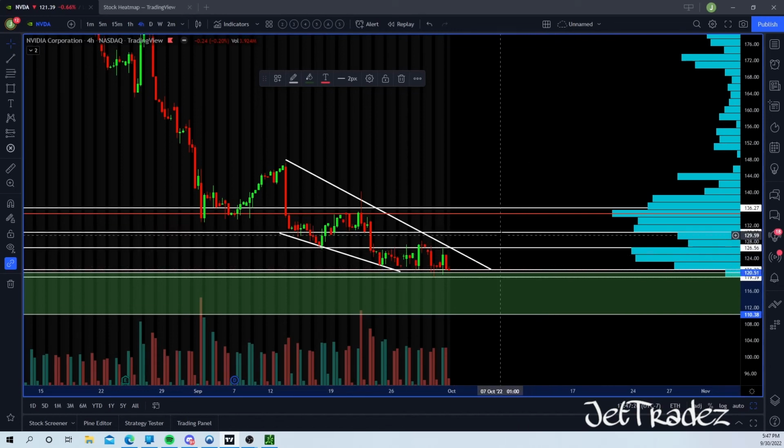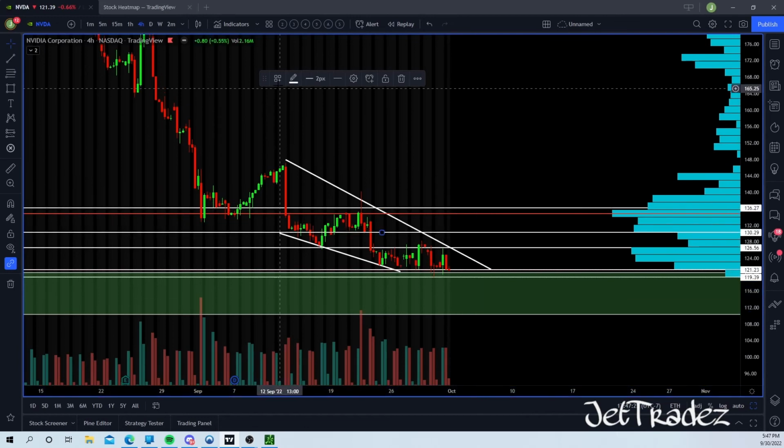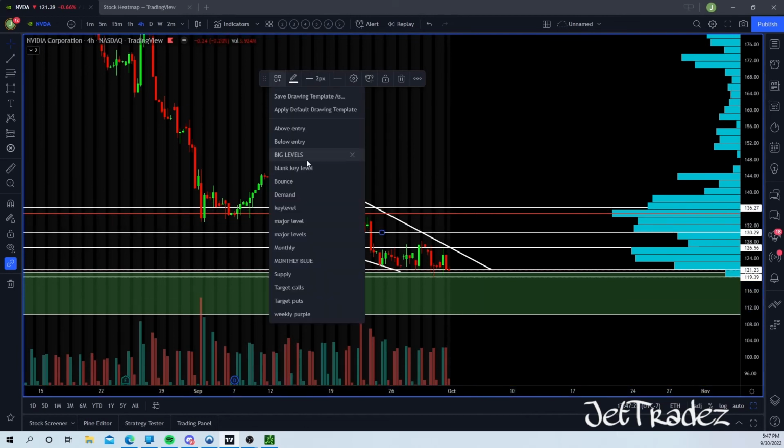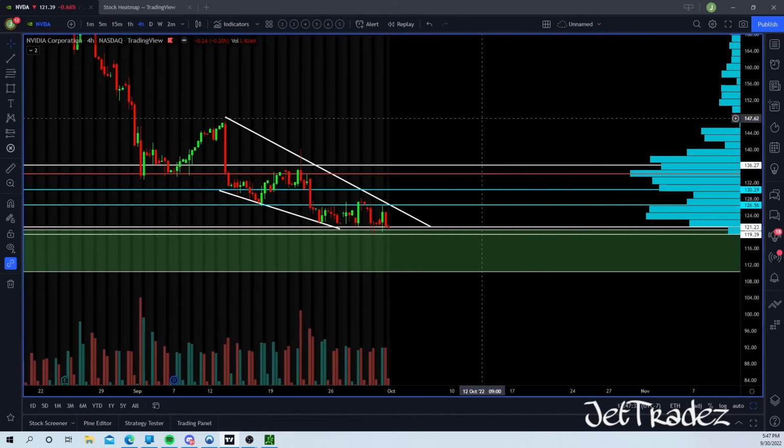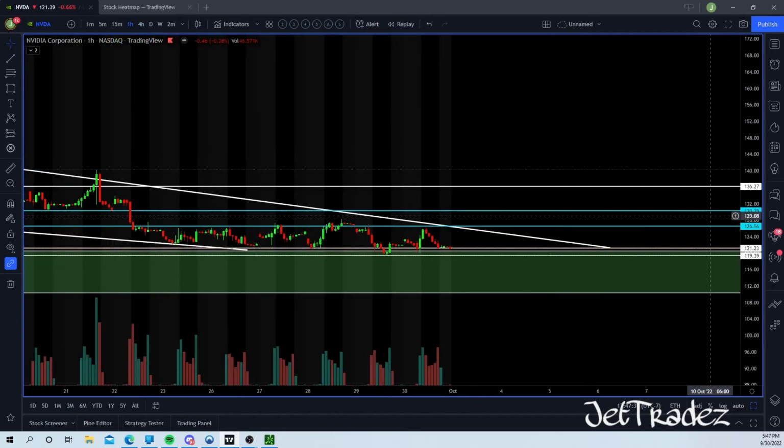Another one will be there, my other target. I'm trading on the longer term all the way to the top side. So these I will have in a different color, either as my big levels or monthly blue. I have a monthly blue because I'm lazy and I haven't labeled it, but it's just what I find in the 4 hour. And I'll start going to the 1 hour.